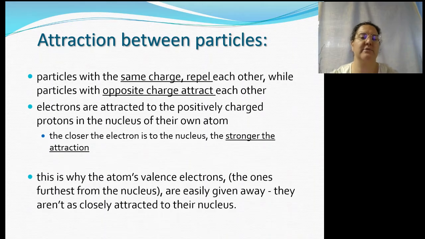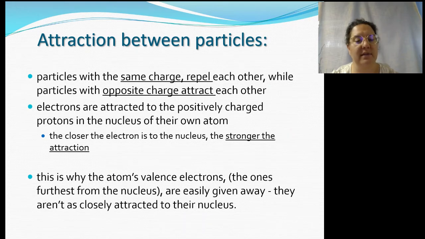Typically, particles with the same charge, like two positive ions, are going to repel each other, while particles with opposite charges, one positive, one negative, are going to attract each other. Electrons, because they're negative, are attracted to positively charged protons in the nucleus of their own atom. But the closer the electron is to the nucleus, the stronger the attraction.